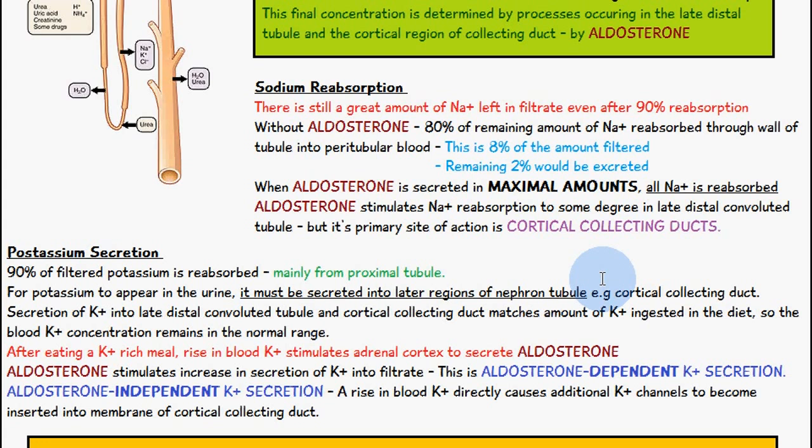So after eating a high potassium meal, the rise in the blood levels of potassium would stimulate the adrenal cortex to secrete more aldosterone, and then aldosterone itself would stimulate an increase in the secretion of potassium into the filtrate. So that's known as aldosterone dependent potassium secretion. We also have aldosterone independent potassium secretion, where a rise in blood potassium directly causes potassium channels to become inserted into the membrane of the cortical collecting duct.